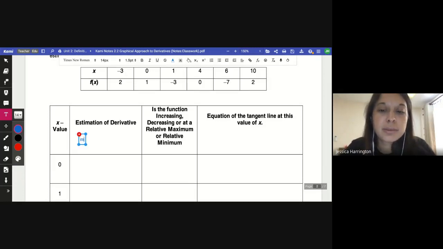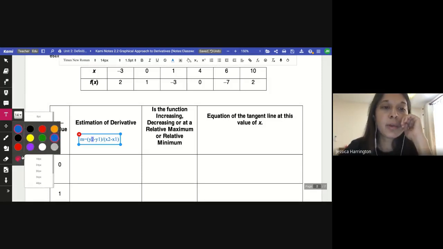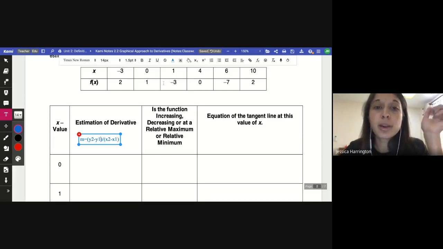Remember this formula, m equals y2 minus y1 over x2 minus x1, right? I can't make them subscripts, but you guys get the idea. That's the slope formula, right? So if I'm going to estimate the derivative, I'm going to pick points where 0 is within the interval. So I'm going to use this point x equals 1, and I'm going to use this point x equals -3.